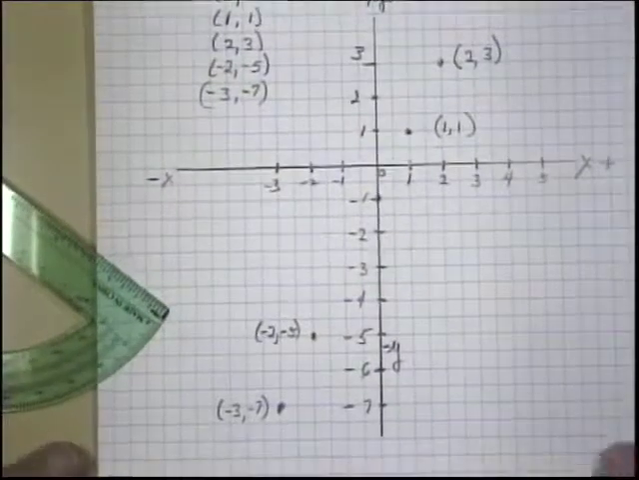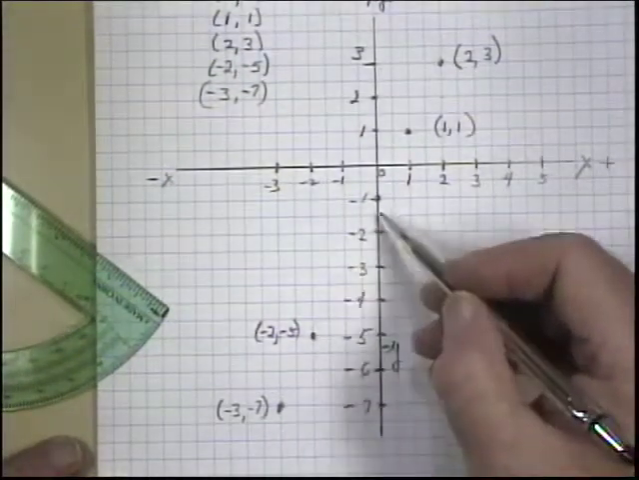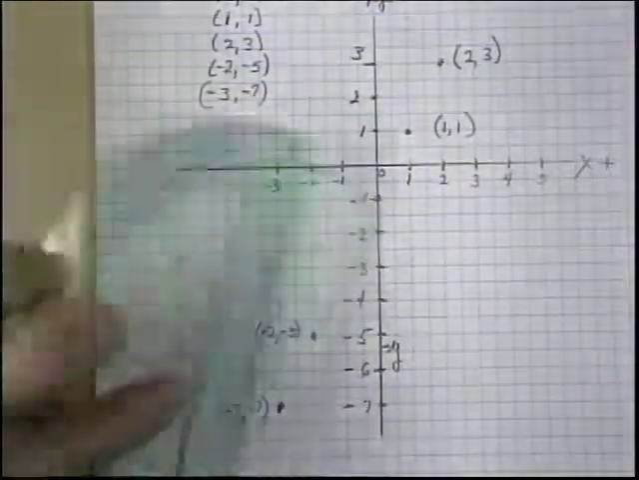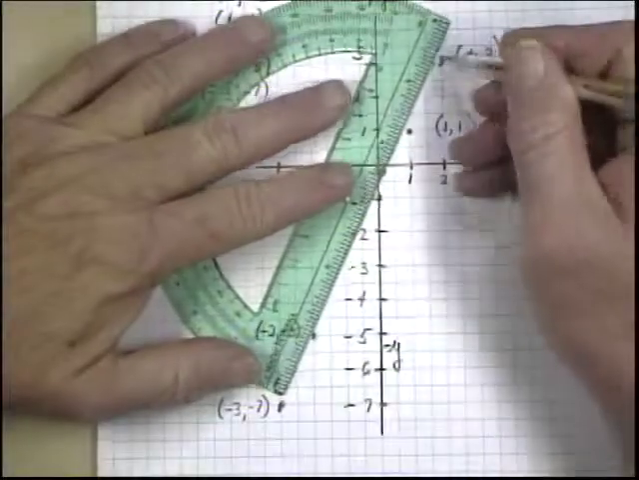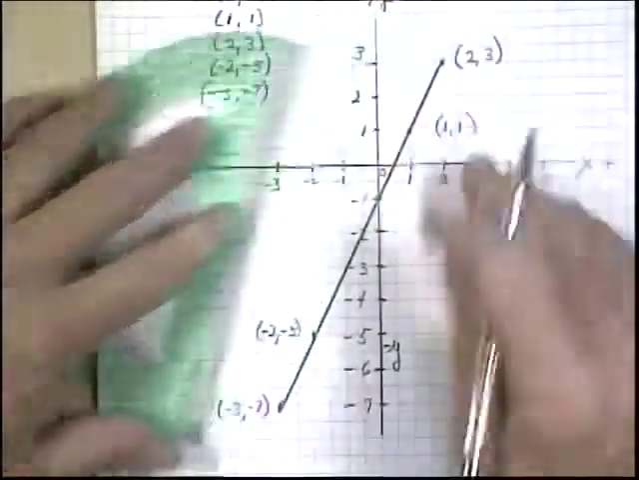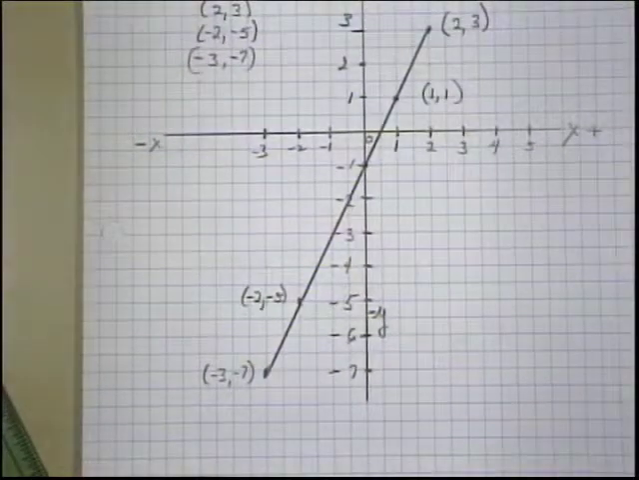So we've plotted our points. We have a point here, a point here, a point here, a point here, and a point here. We're going to connect those points. And when we do that, we end up with a line that looks like this. So we have graphed that equation, the ordered pairs generated by that equation. The equation was y equals 2x minus 1.